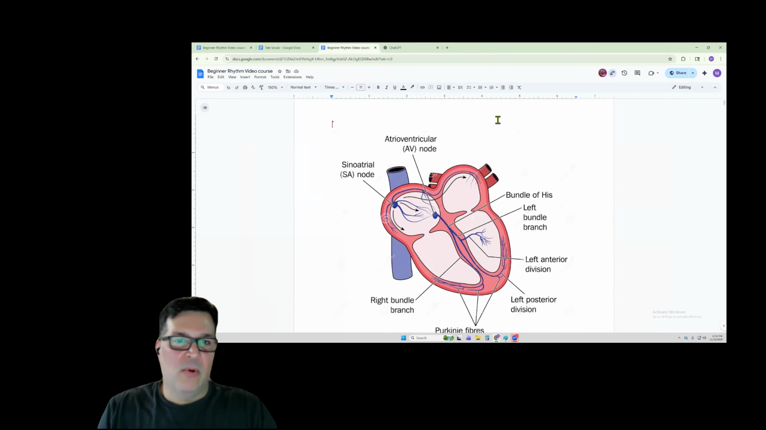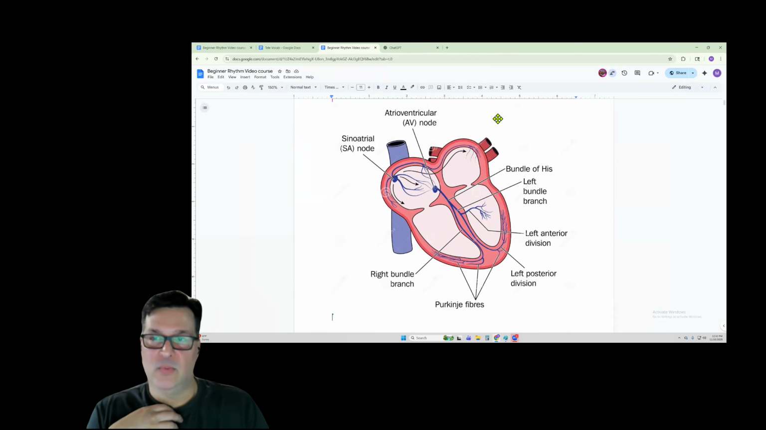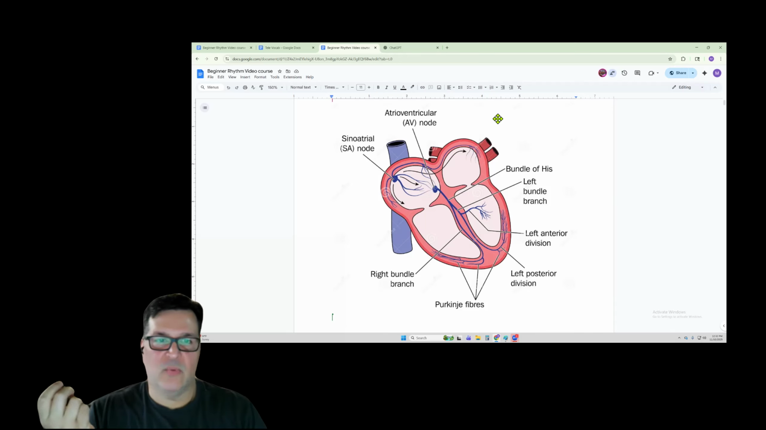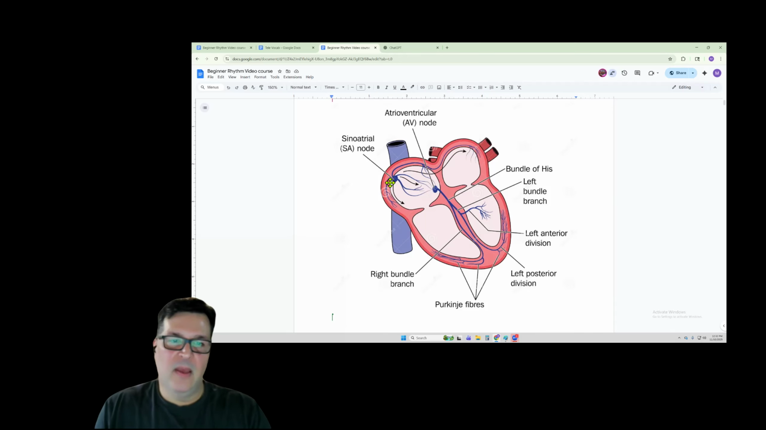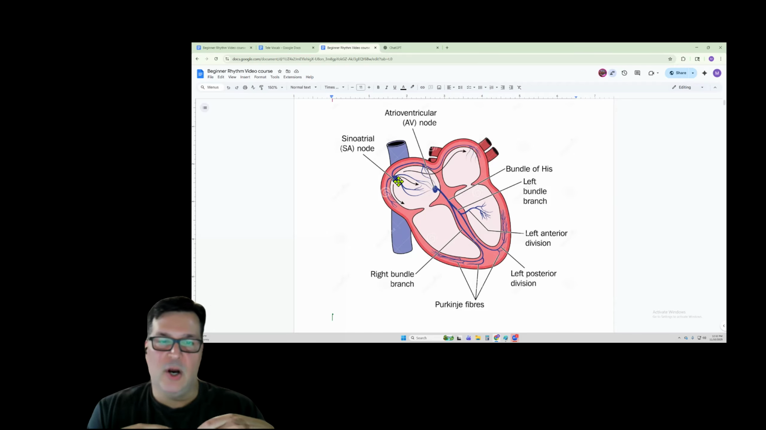So the normal everyday rhythms that we have are called sinus rhythms. And when you hear sinus, that tells you that the impulse is originating from the SA node up here. That is the normal, native, natural pacemaker of the heart. So that's where all the cells change their places and create that charge.